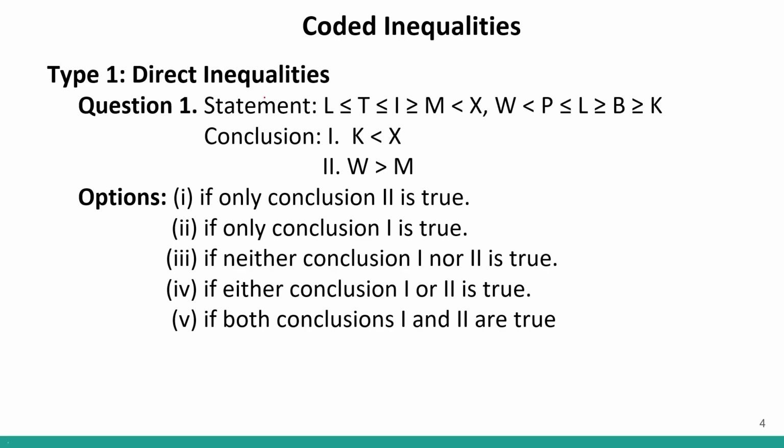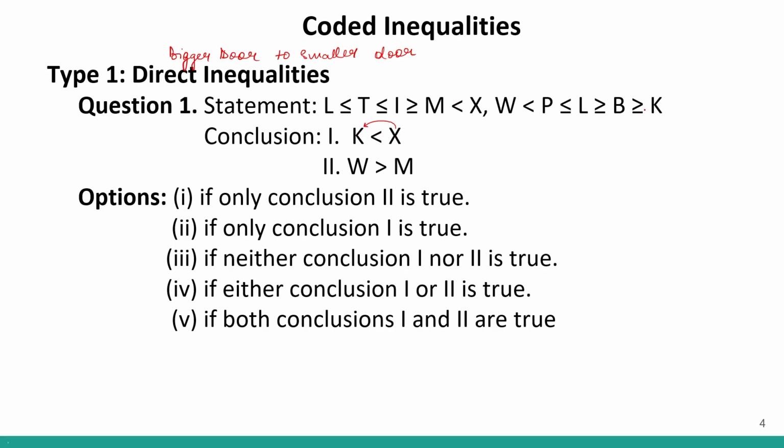So again, I told you that whenever we solve questions on direct inequalities, we move from the bigger door to the smaller door, correct? Bigger door to smaller door. This we discussed. So we will use this approach to solve questions on coded inequalities. This avoids confusion and also makes our work very easy and fast. So let us look at conclusion 1. Conclusion 1 says that X is greater than K. So we will move from bigger door to smaller door, from X to K.